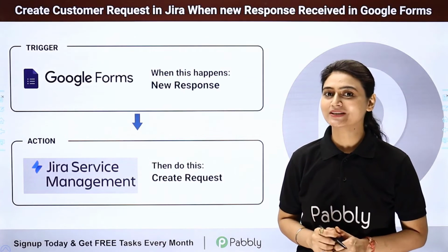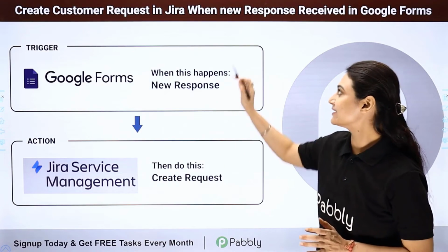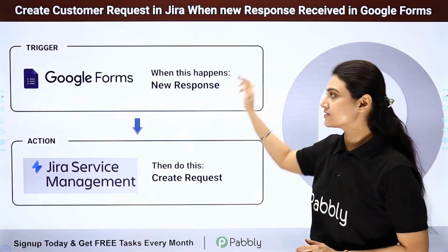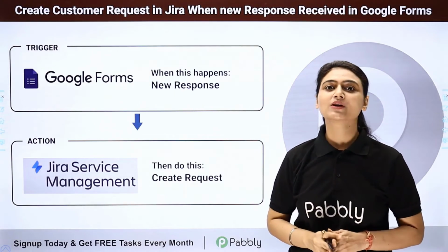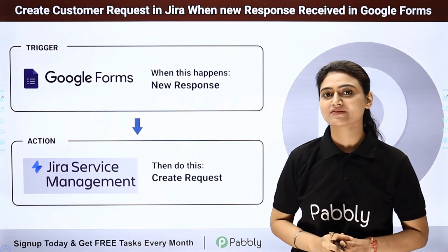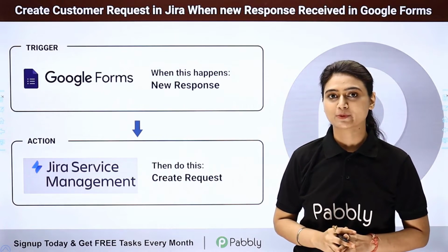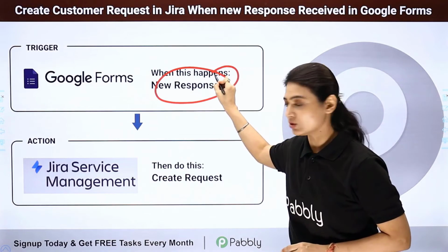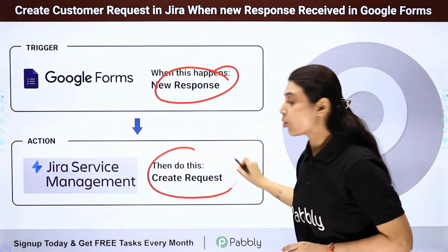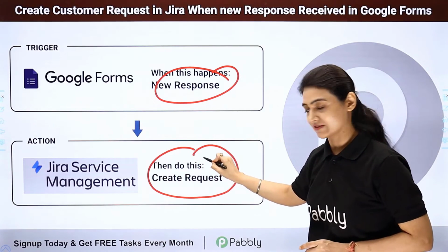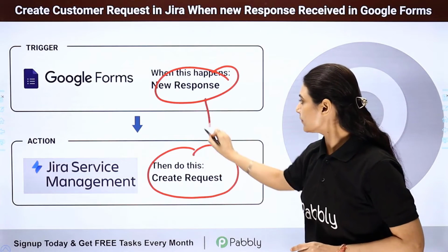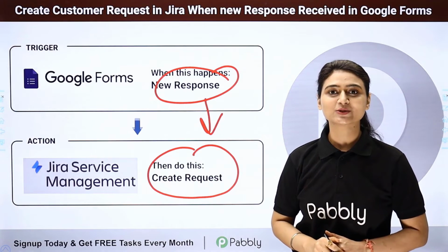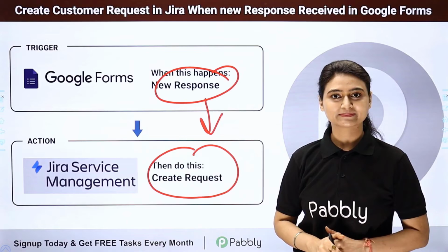In this video, we will learn how you can automatically create a request in Jira Service Management when a new response is received in Google Forms. So let's say you run a business and you use Jira Service Management for work management purposes. Now you want every time a new response is received in Google Forms, a request should automatically be created in Jira Service Management. We will automate this process using Pabbly Connect. So let us come to my screen to see how we do this.